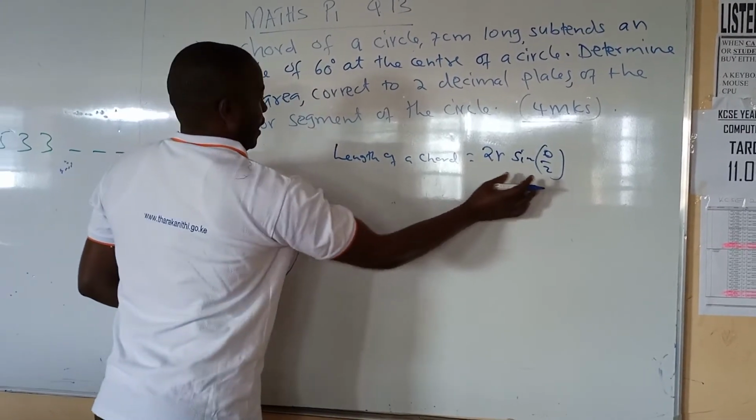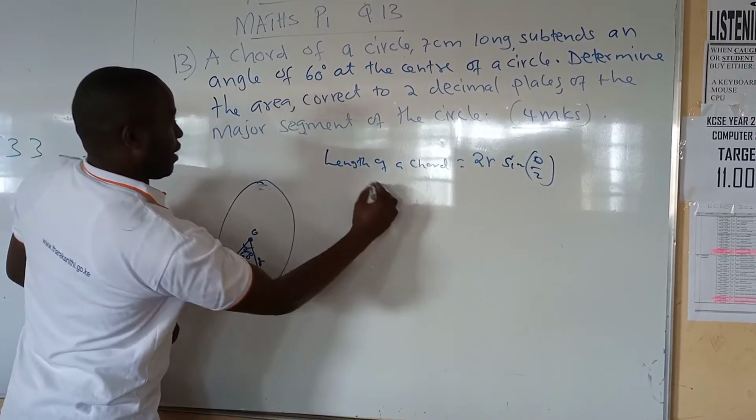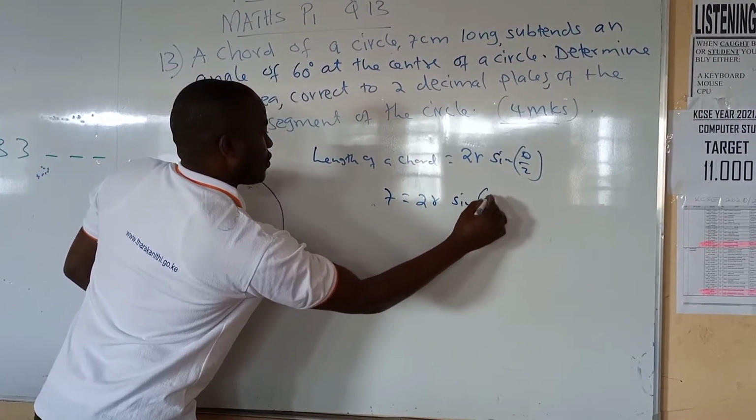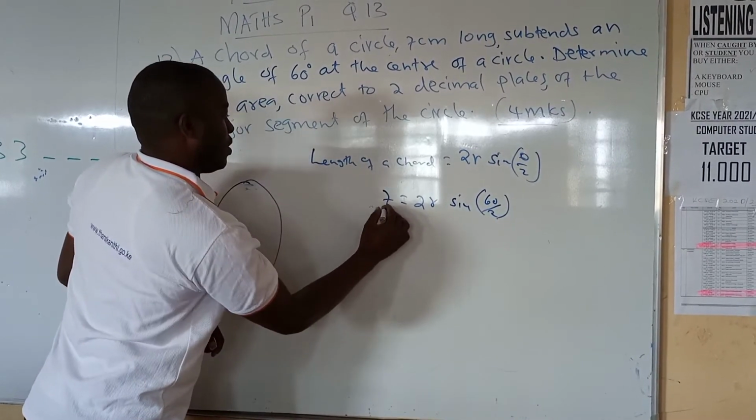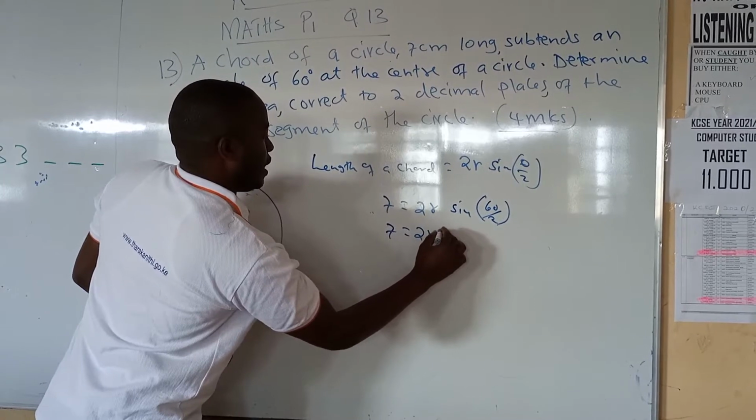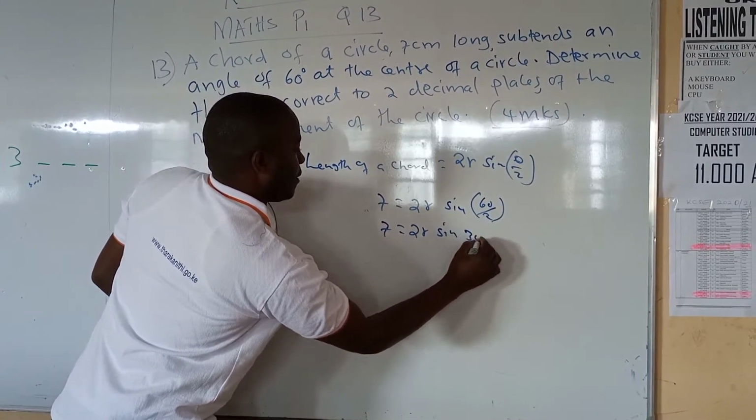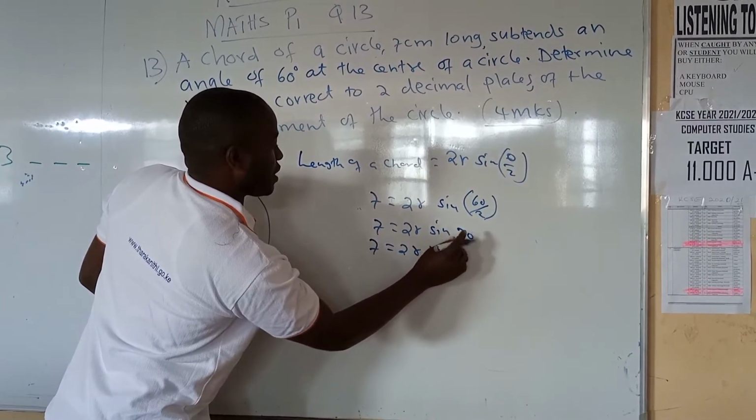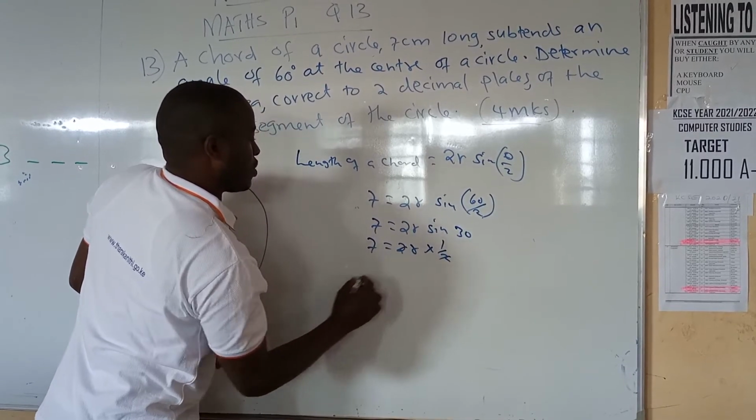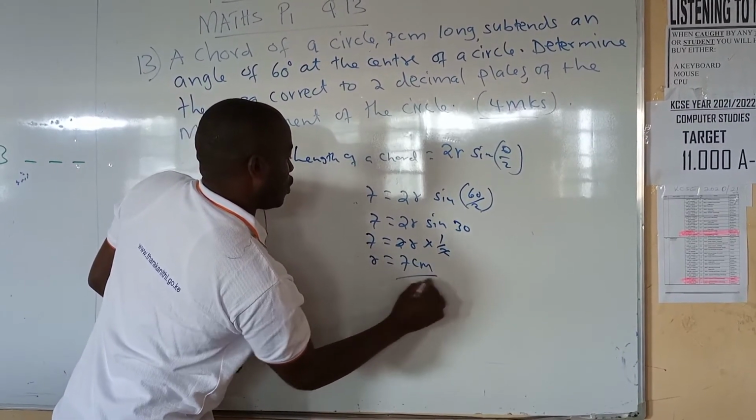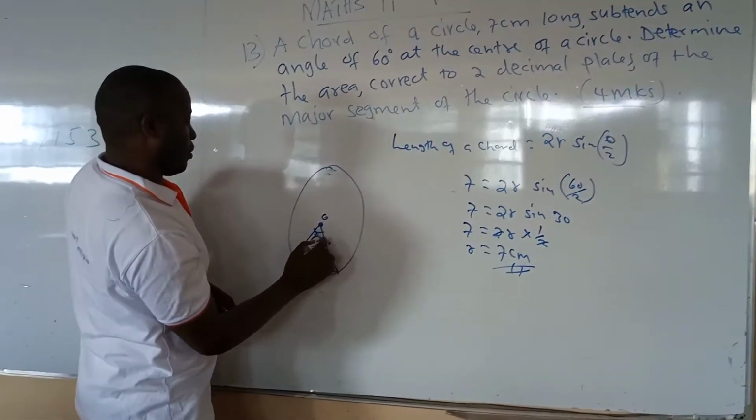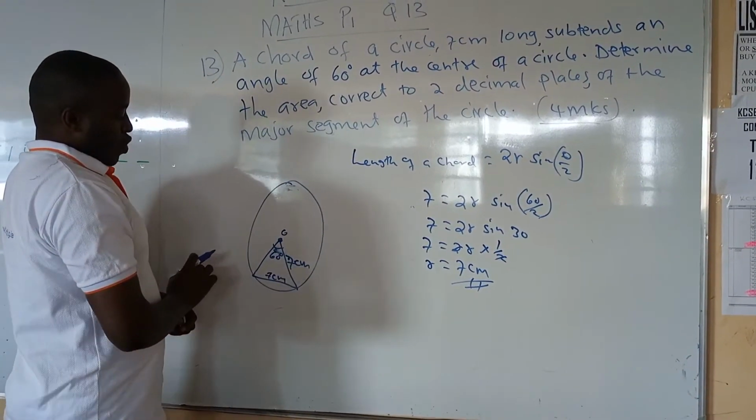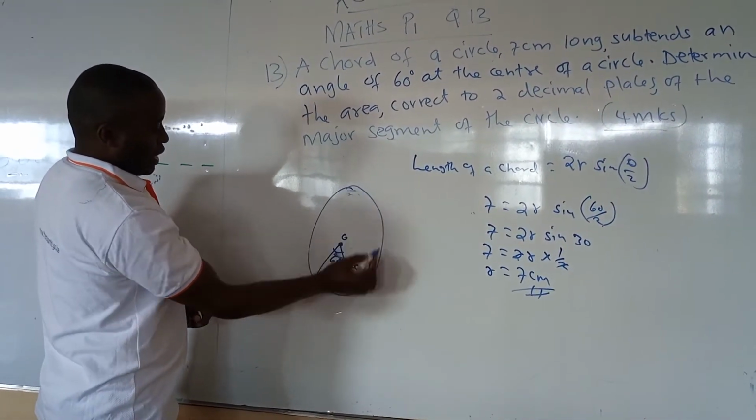So if I use this formula, I can easily say that 7, which is the length of the chord, equals 2r sine of 60 over 2. So 7 equals 2r sine of 30. You realize that 7 will be equal to 2r times sine 30, which is a half, and the 2 cancels, so that means r equals 7 centimeters. So we already know the radius here is 7 centimeters. If we know the radius is 7 centimeters, we are after finding the area of this larger segment.